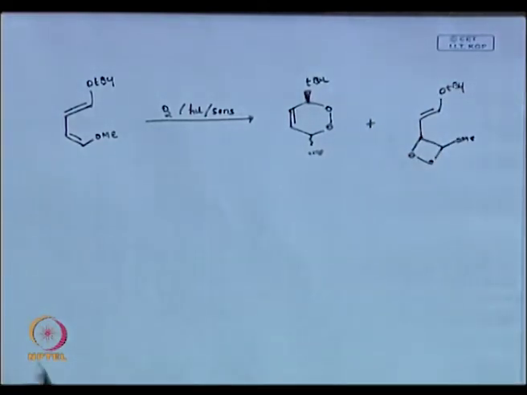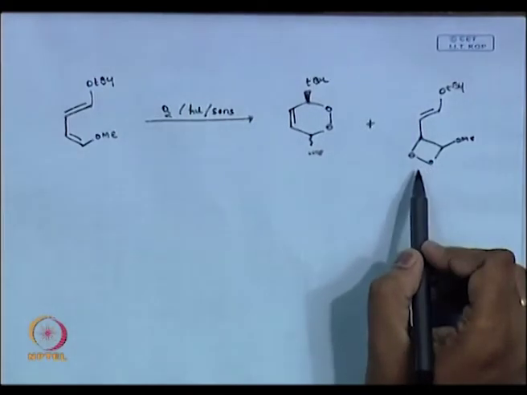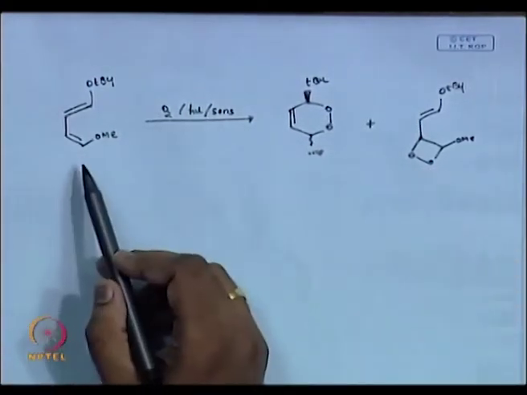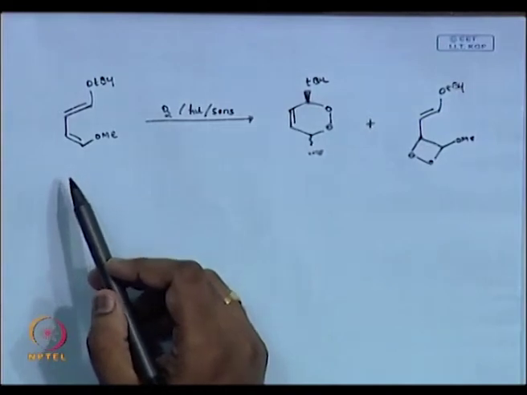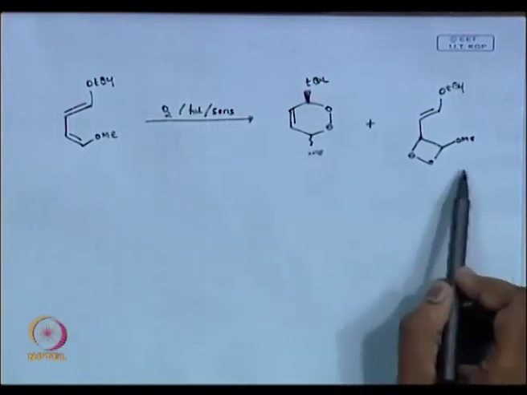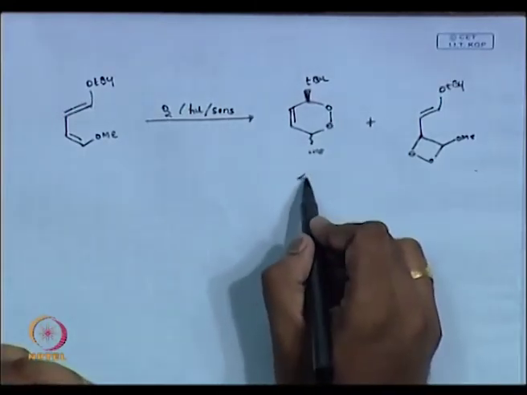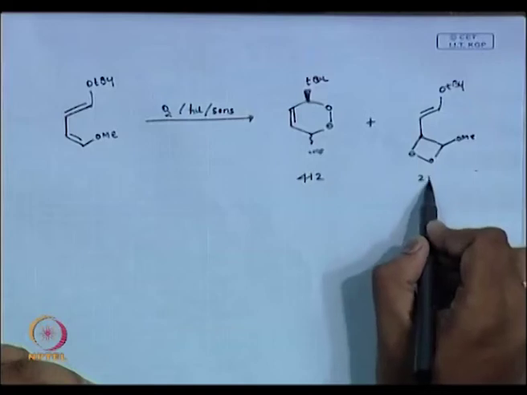Why can't I think about writing like this? 2 plus 2. You can think of writing like this. Anything wrong in this? Whether this undergoes both 4 plus 2 and 2 plus 2, that's the only thing in these reactions. You can see 4 plus 2 as 2 plus 2 plus 2.